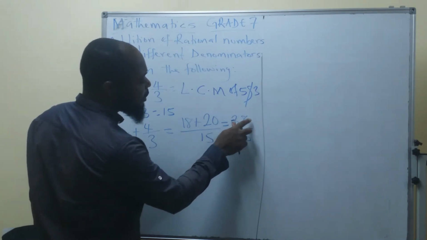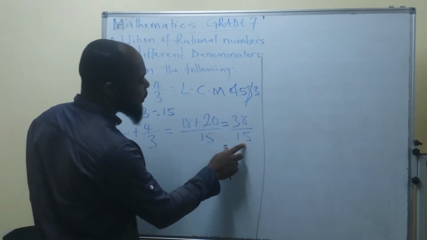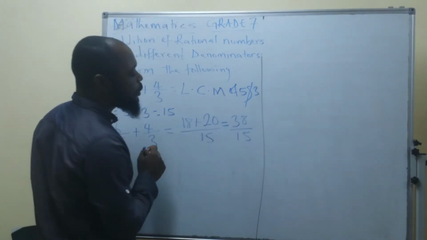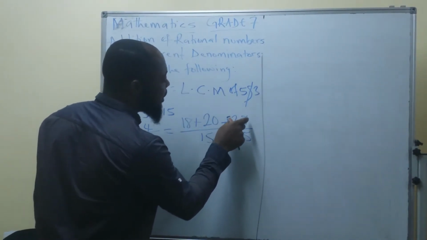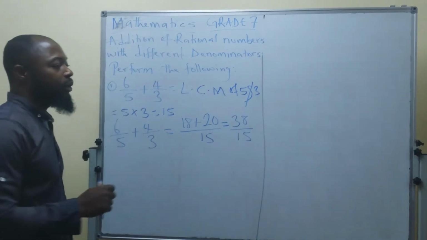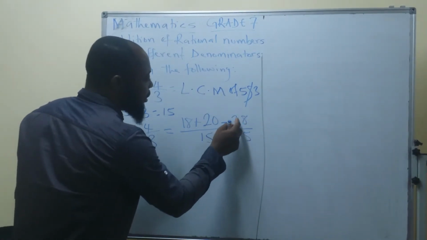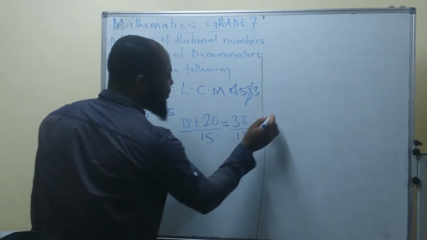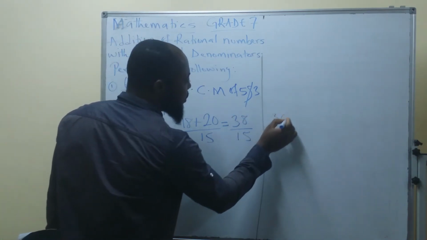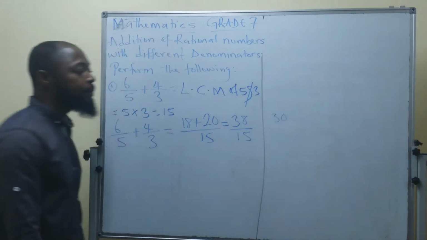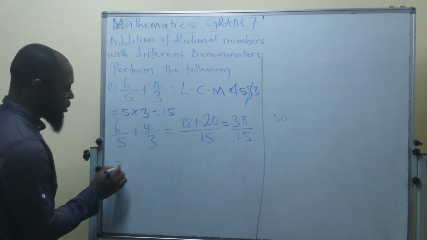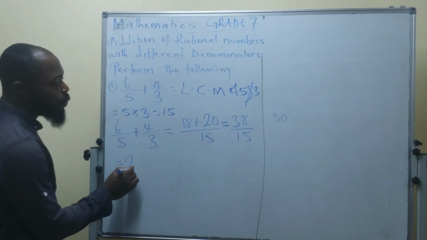3 cannot divide it because of this 8, and 5 also cannot divide it because of this 8. So what we do, we count how many 15 we can get from 30. You leave this 8. The first digit here, you have 3, you turn this 8 to 0, which means 30. So how many 15 can you get from 30? That is 2. Okay, you have 2.